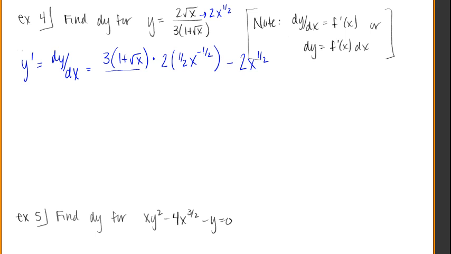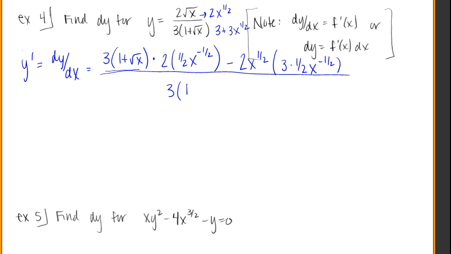Well, if we want to look at the bottom, maybe if we distribute that 3, we can write it as 3 plus 3x to the 1/2 power. So when I multiply by the derivative of that, obviously the derivative of 3 is 0, and then we'll get 3 times 1/2 x to the negative 1/2, all of that over our bottom squared. I'm going to leave the bottom this time as it is. Maybe it'll be easier to clean up.